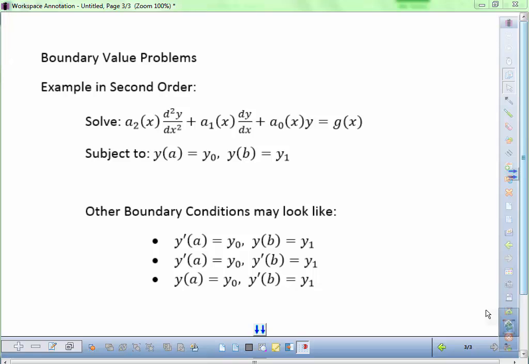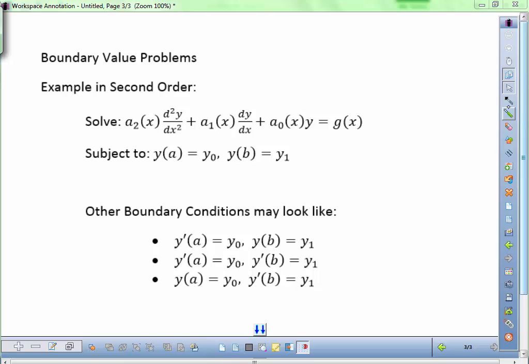Boundary value problems. So what is a boundary value problem? For boundary value problems, we're just going to stick with a second order. A boundary value problem takes a look at the boundaries and tries to see if you can find a solution given a boundary. Instead of initial conditions where they say the original function at 0 or somewhere is equal to something, and then the first derivative at the same point is equal to something.